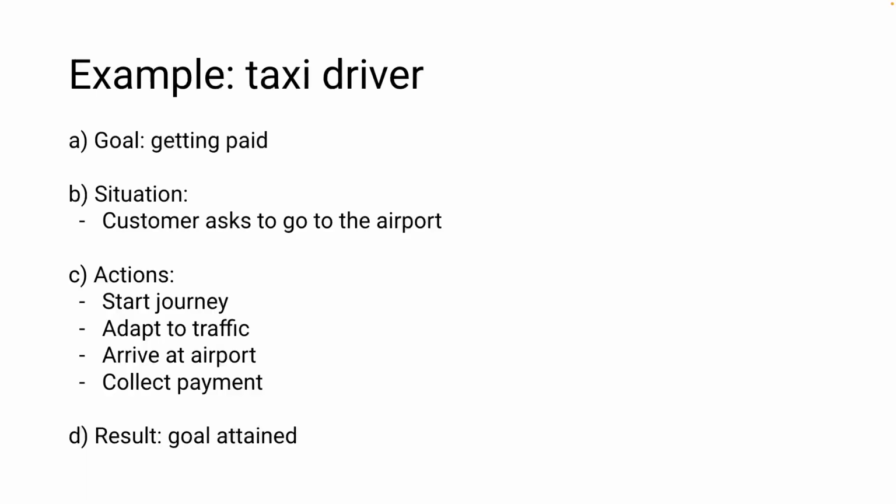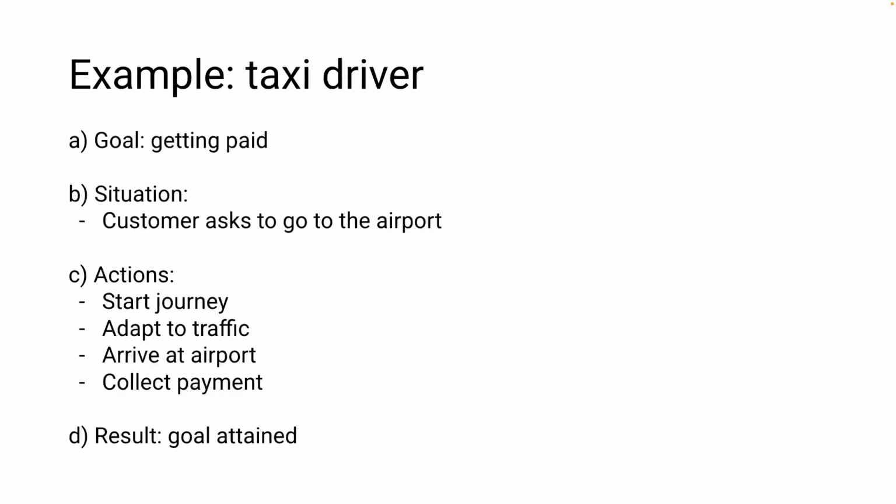A second example might be a taxi driver. In this case, we can predict the taxi driver's behavior pretty well by thinking of the taxi driver as just trying to get paid. So the taxi driver is somewhere in town, and a customer asks to go to the airport. The taxi driver reasons that the customer's probably going to be honest and not make a fuss, starts the journey, there's some traffic, the taxi driver adapts the route, they arrive at the airport, the taxi driver collects payment, very happy, goal attained.